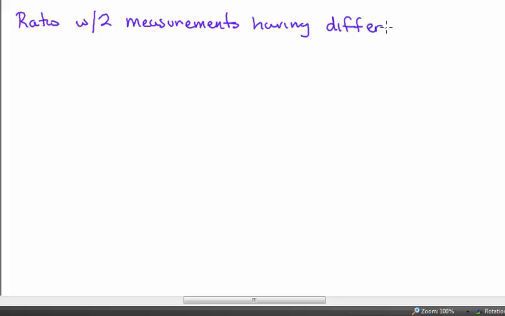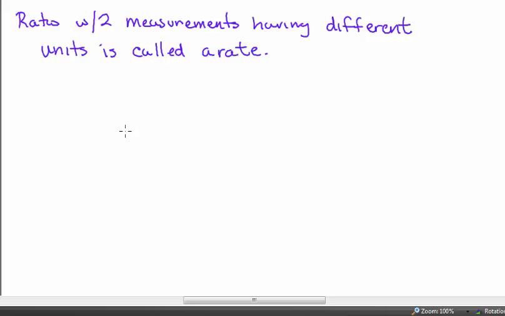Alright, so let's talk about rates and unit rates, okay? A ratio with 2 measurements having different units is called a rate. And you actually are very familiar with rates. We see these all the time.